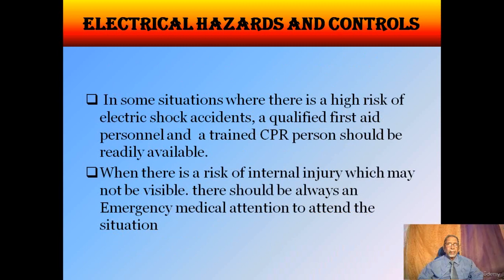In some situations where there is a high risk of electric shock accidents, a qualified first aid person and a trained CPR person should be readily available. And when there is a risk of internal injury which may not be visible, there should always be emergency medical attention to attend to the situation.